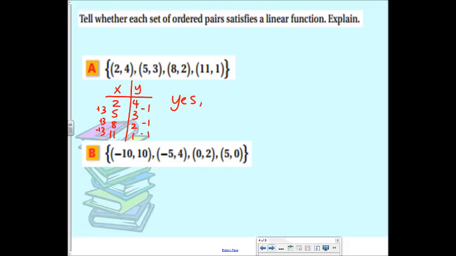So is this a linear function? Yes. So on top of being a function, it is also linear. All right, try the second one at your seats. Try B at your seats.